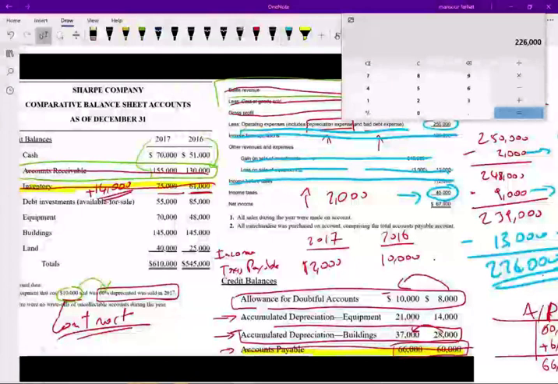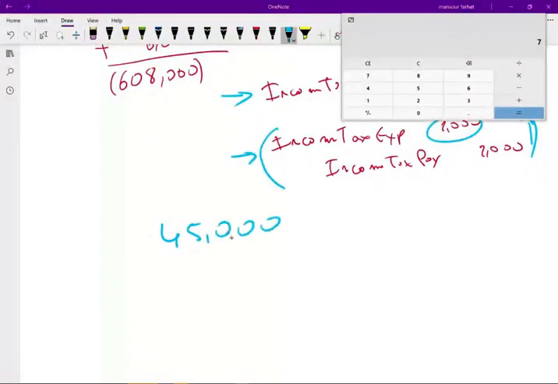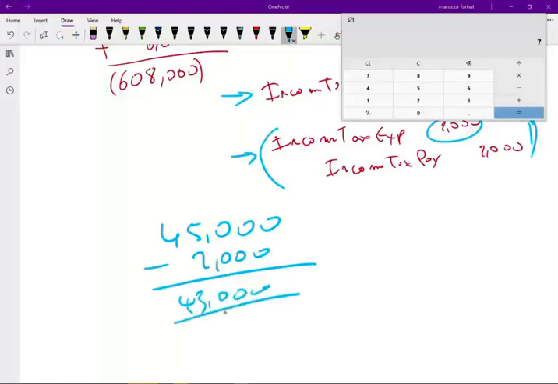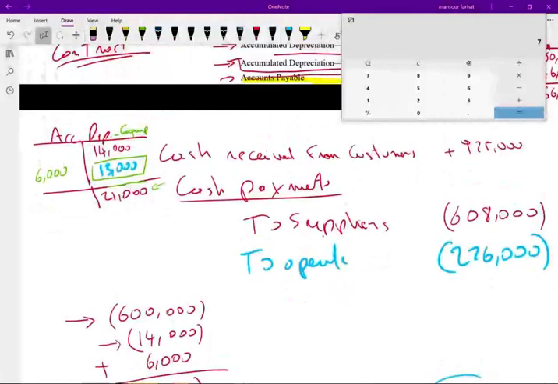Okay, what does that mean? It means although I recorded 45,000 on my income statement, how much did I really pay? I only paid 43. How did I know I only paid 43? Because my income taxes payable went up by 2,000. So the third component to convert, so we converted what we paid the suppliers, we converted what we paid to operate the business. The third component is income taxes paid to, I'm just gonna call it IRS, 43,000.